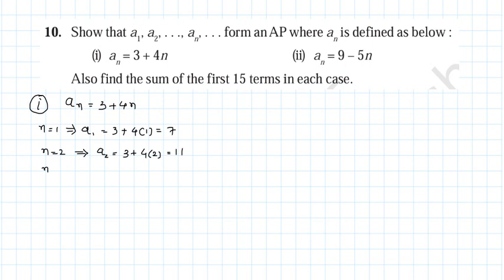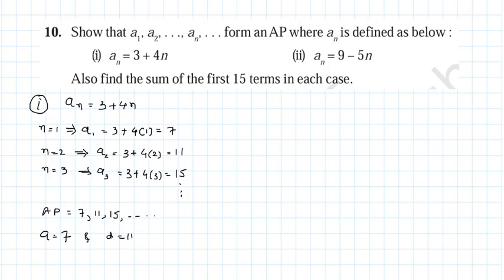n is equal to 3. So that is a3 is equal to 3 plus 4 into 3, that is 15. So in this way, we can say that our AP is 7, 11, 15 and so on. So here a is equal to 7, the first term, and d is equal to 11 minus 7, so d is equal to 4. So we got a and d. Right, so this equation forms an AP.